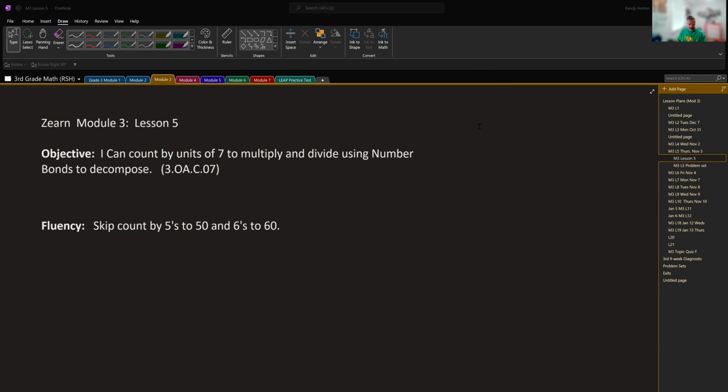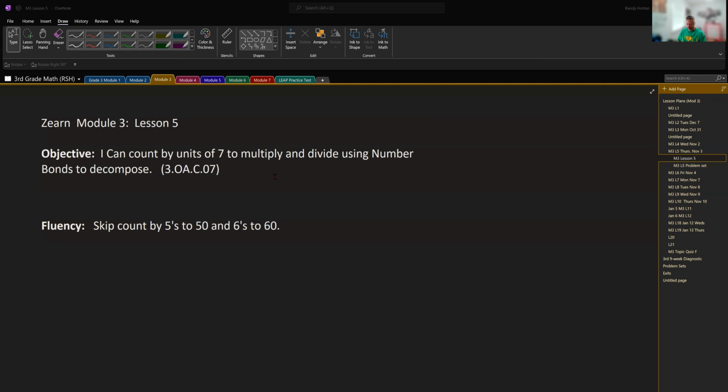The objective of this lesson is: I can count by units of 7 to multiply and divide using number bonds to decompose. This is a Louisiana math standard, 3.OA.C.7.